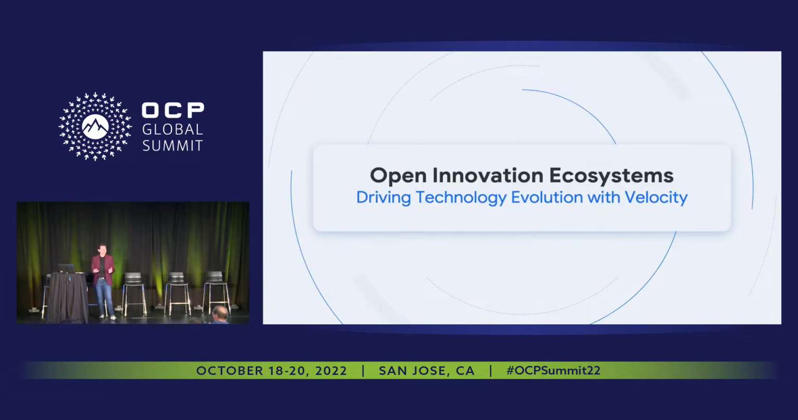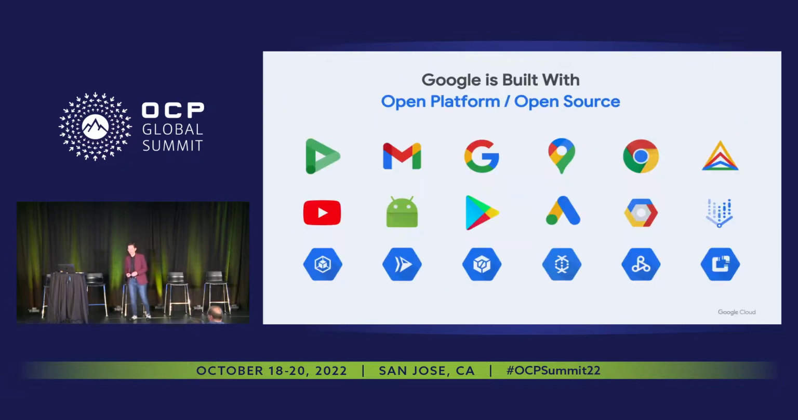So the key thing about open innovation ecosystems is velocity. There's nothing that we as a community can't do faster together if we're clear and moving forward on common purpose. So this is obviously a lot of icons, but Google is infused at its core with open source software. If we look at Gmail, Chrome, Maps, the Google infrastructure is based on open source software. And so we truly believe in our DNA that open together is better.